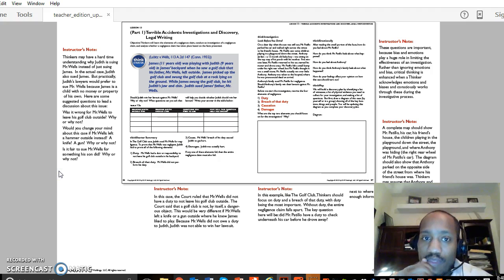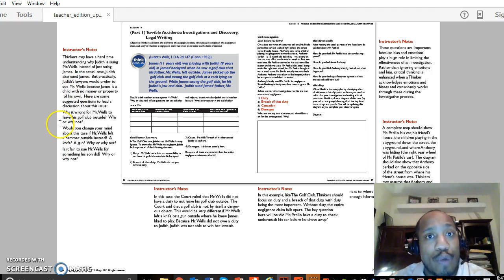So this starts out by looking at this issue of a father that basically left a golf club out, and then his son hits another girl in the face, in the jaw with this golf club, and gets her seriously injured, and whether or not the father should then be liable for the golf club.